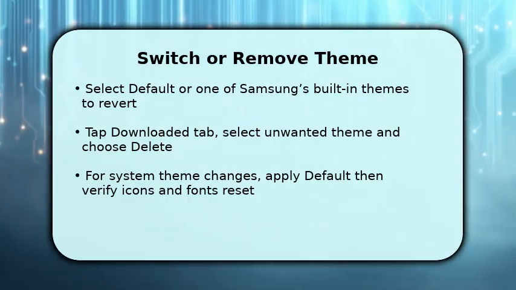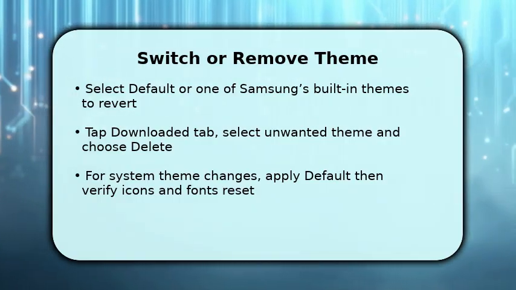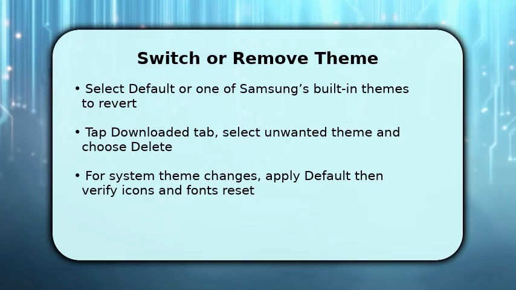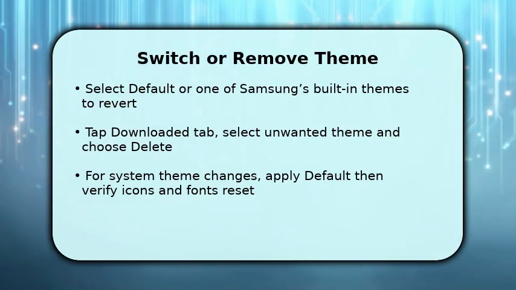If you want the custom theme removed entirely, open Downloaded, pick the theme, and tap Delete. Confirm when prompted. Once applied, check Home and Lock screens to confirm icons and fonts reset.